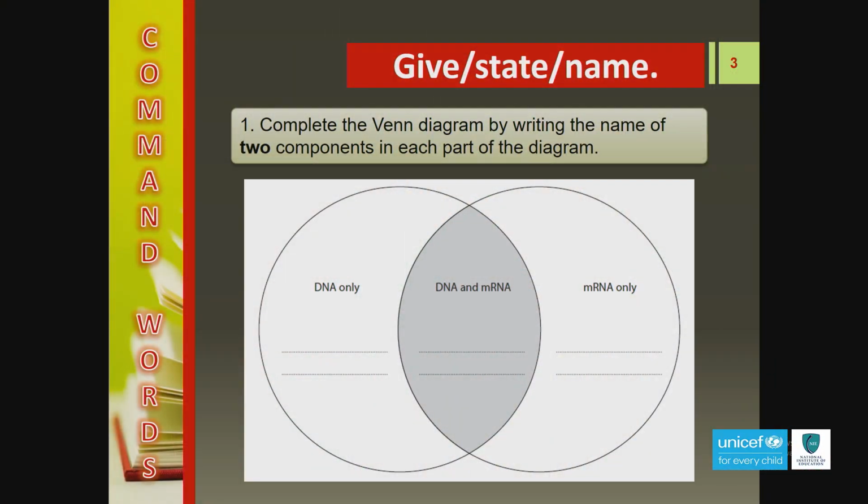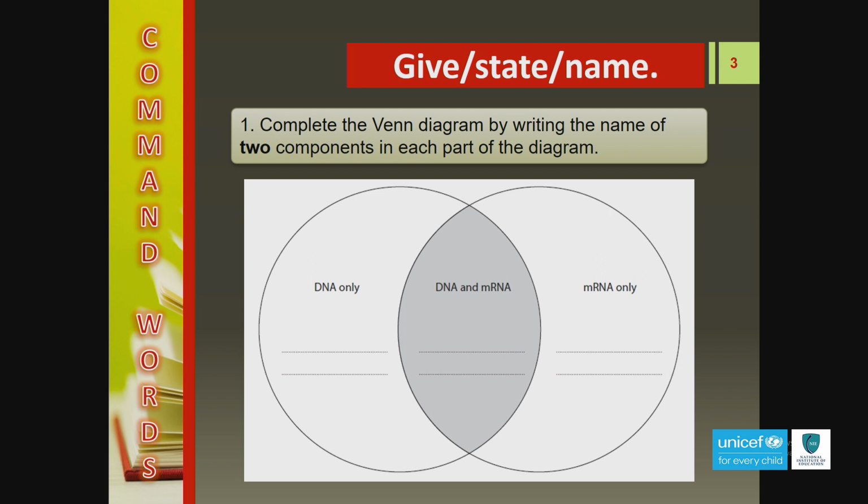It will contain two or more circles intersecting one another. In this case we have two circles intersecting one another, and if you look into the question, the Venn diagram contains one area which represents DNA only, another area which is for mRNA only, and the intersecting point in the middle which is for the common features for mRNA and DNA both. So here this one is about the command word give, state and name.